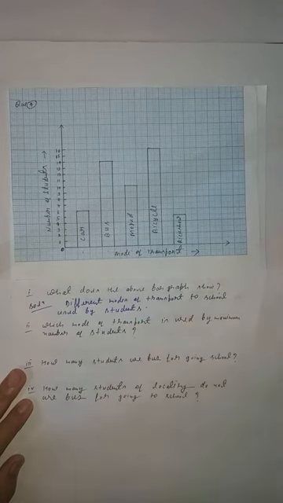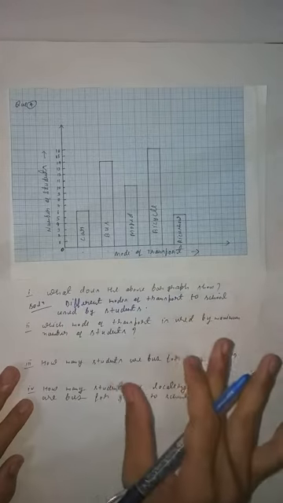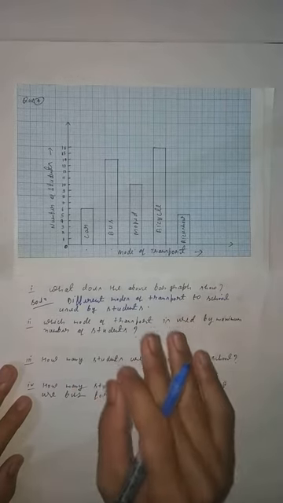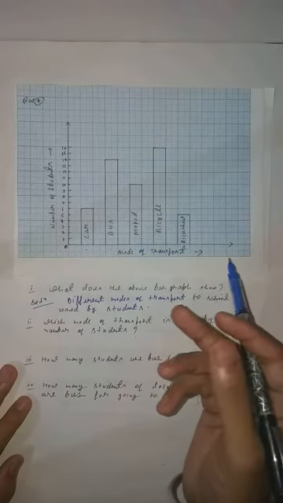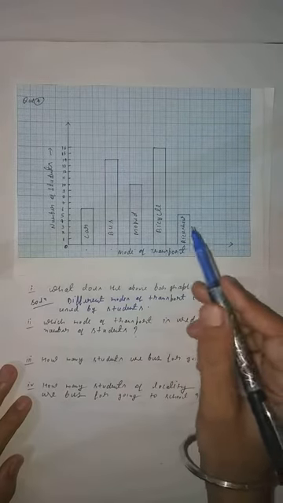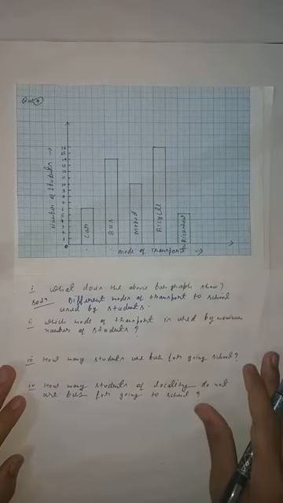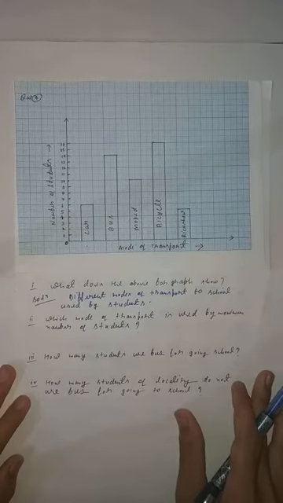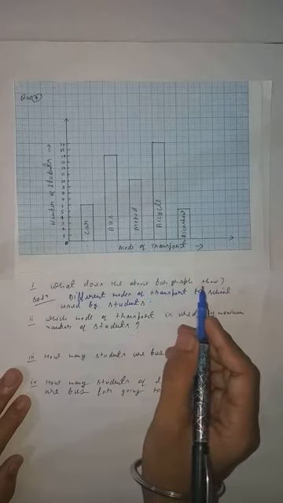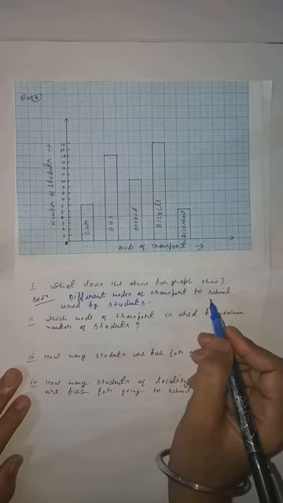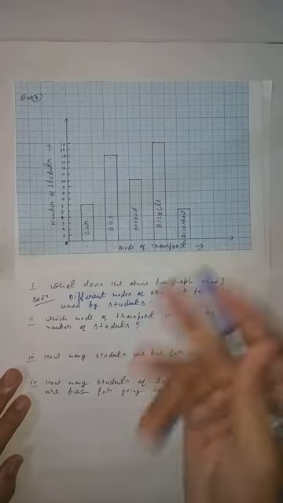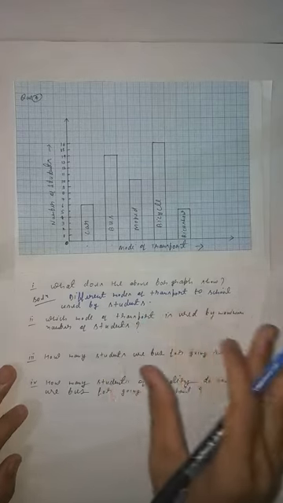What is the meaning of this, students? It means, correlate with daily life. Some students are coming to school with bicycle, some students are coming to school with bus, some students are coming with moped, some students are coming with rickshaw. Clear, students? So it means students are using different modes of transport. So what does the above bar graph show? Different modes of transport to school used by the students. Means students are going to school and they are using different modes of transport.